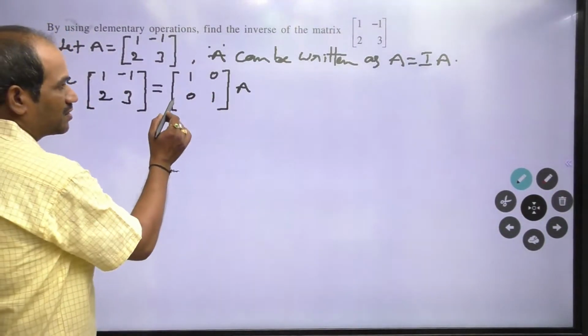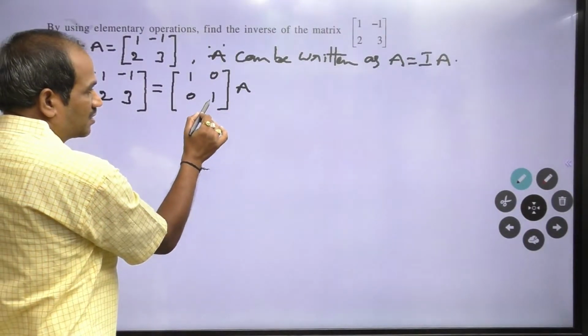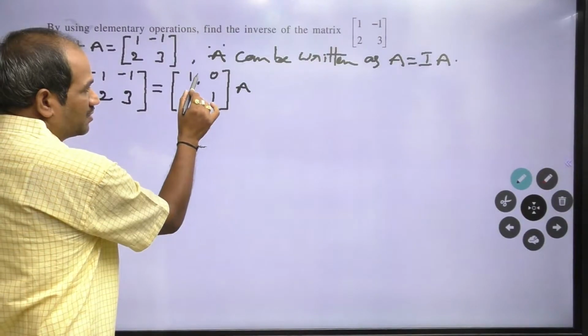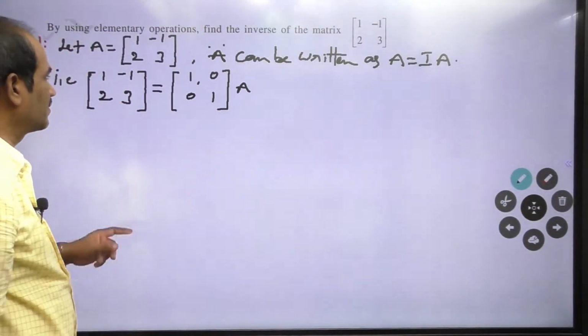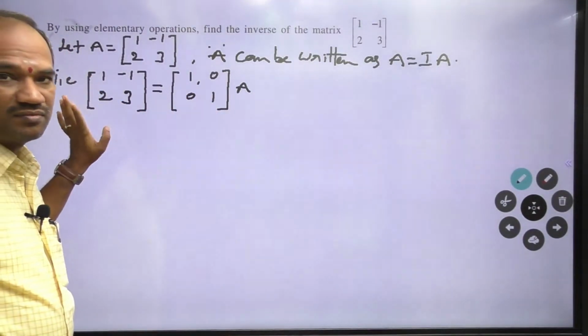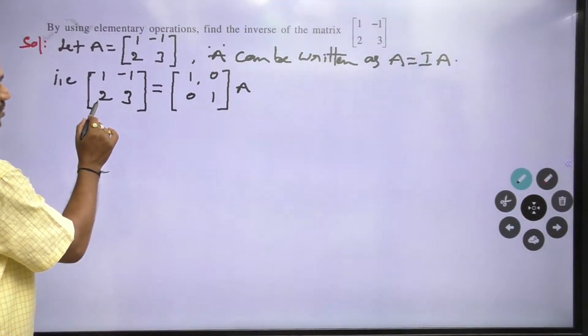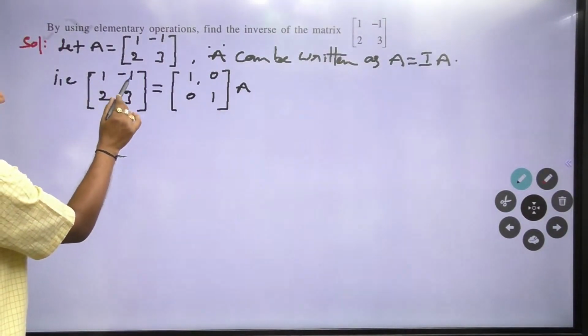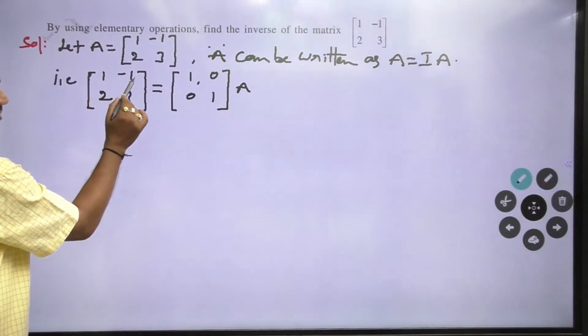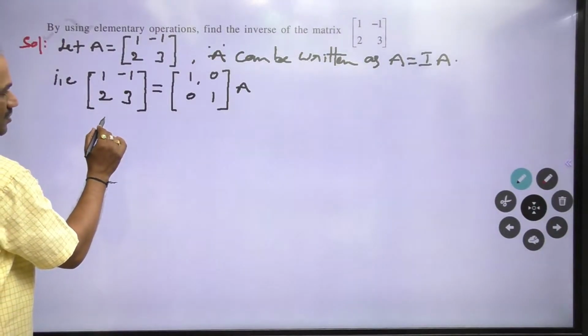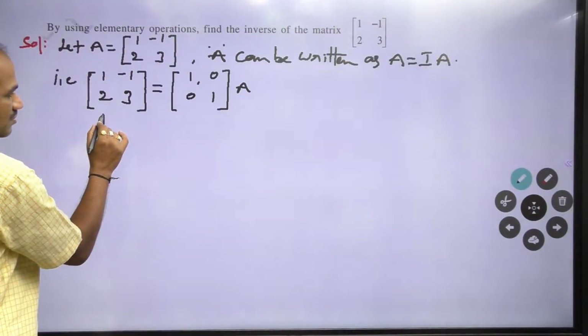First, in this order, we convert this element to 1. Next, we convert this element to 0. This is the first row, this is the second row. Converting this element to 0, so this is R2.